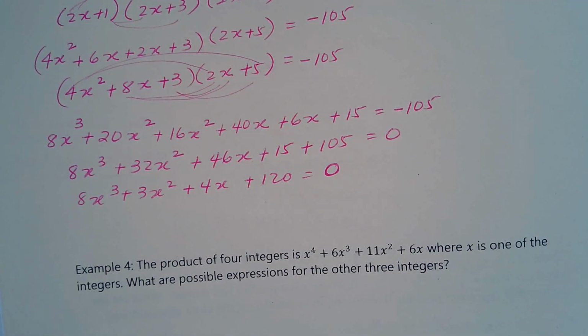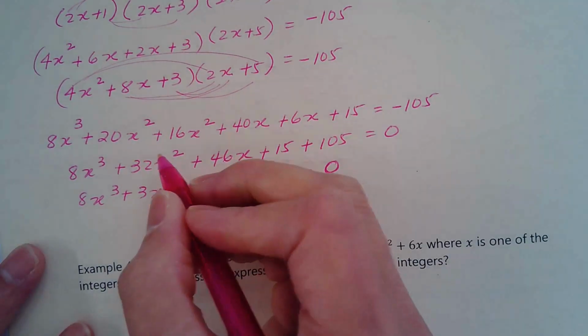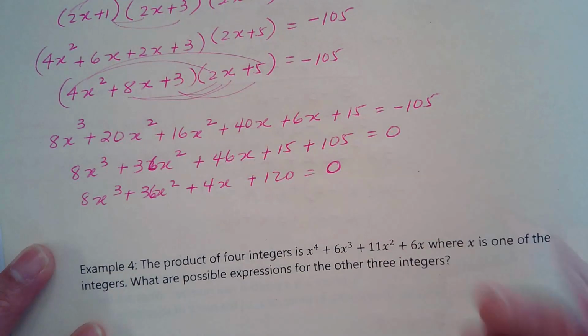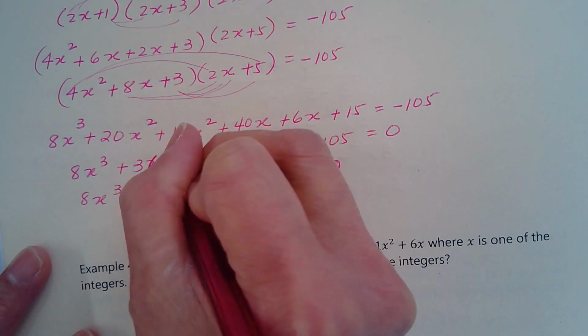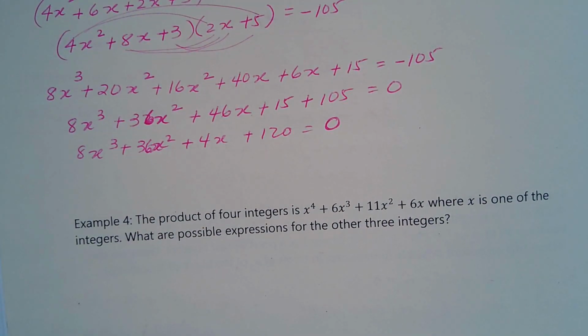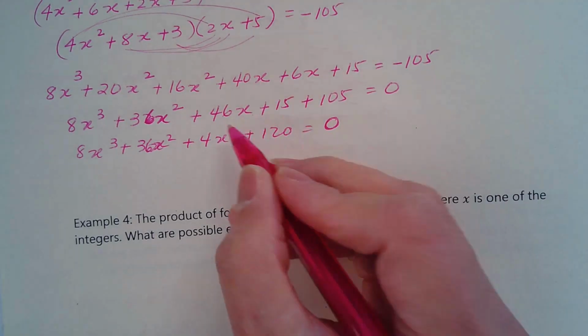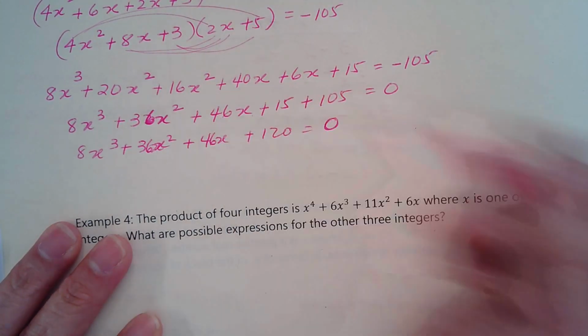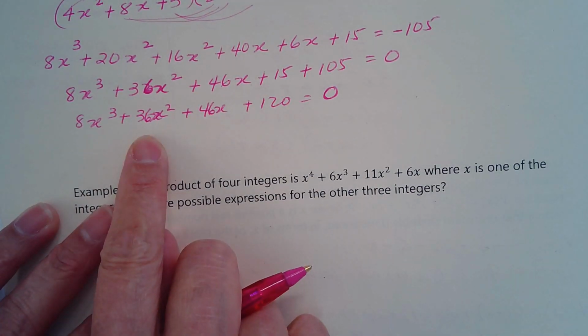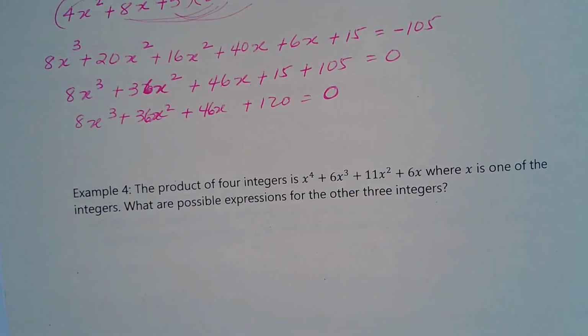Let me ask you, 20x squared plus 16x squared is 32. It's 36, not 32. Yes, it is 36, and I noticed something too. Sorry, thank you. And I forgot the other one there, 36. There you go, thank you for pointing that out. Oh, and I forgot there too. 46. Okay, so 8x cubed plus 36x squared plus 46x plus 120.